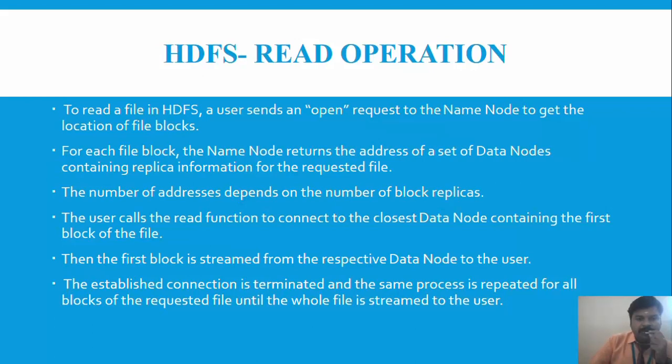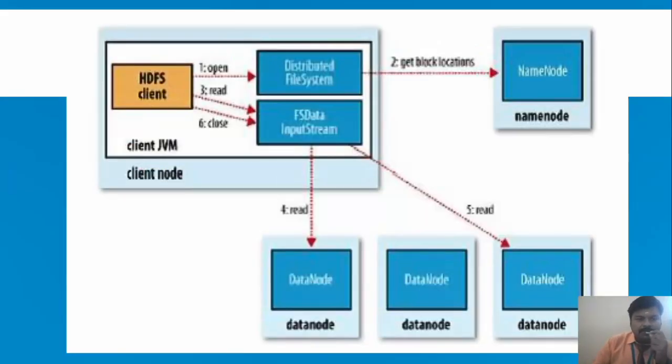The user calls the read function to connect to the closest data node containing the first block of the file. Then the first block is streamed from the respective data node to the user. The established connection is terminated and the same process is repeated for all blocks of the requested file until the whole file is streamed to the user. This is called the read function in HDFS.